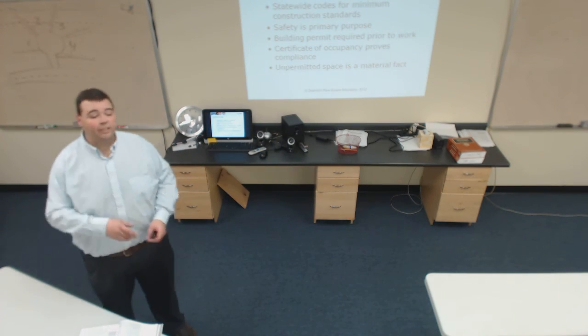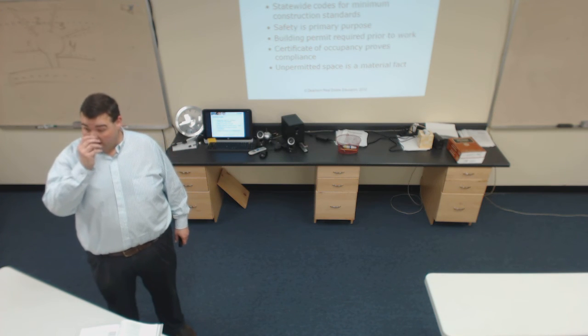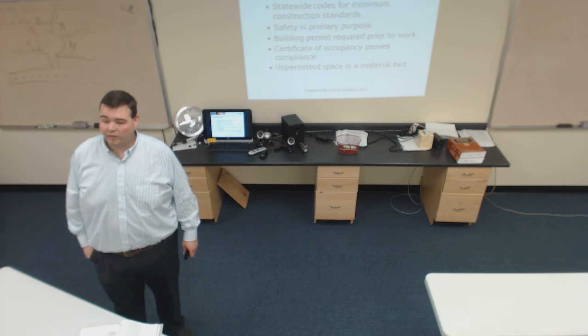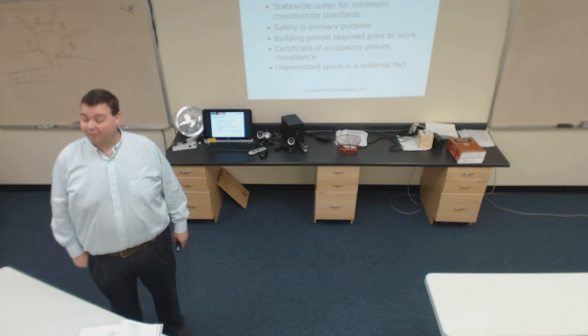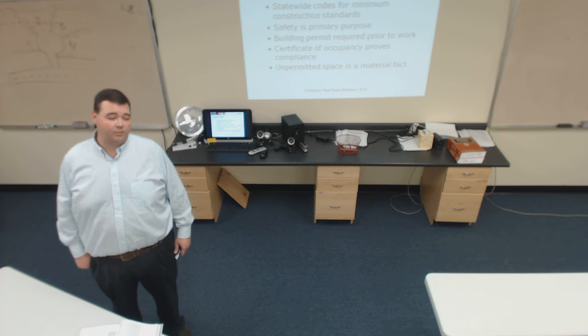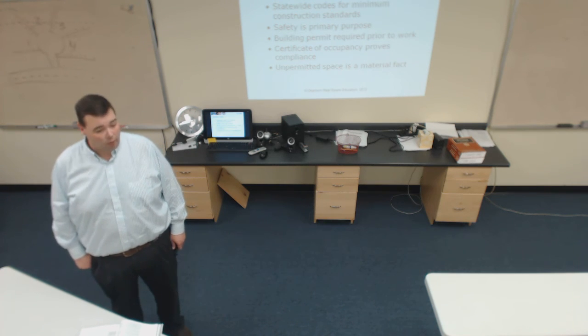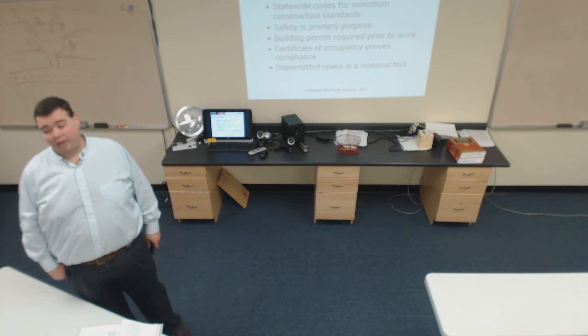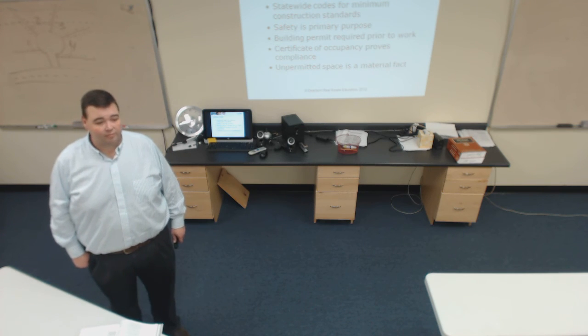What's a good hint that they're buying unpermitted space? How do you find out that it's unpermitted? Look on the tax record and it's not the same size. Yeah, look on the tax record. If the tax record says it's 1,600 square feet and the listing says it's 2,200 square feet, Houston, we have a problem. Something is wrong, because it would not be that big of a discrepancy.